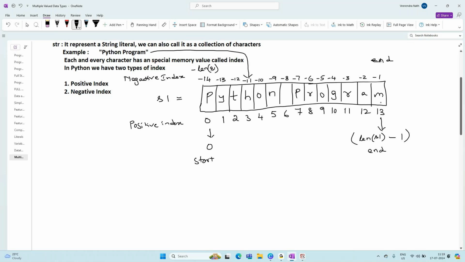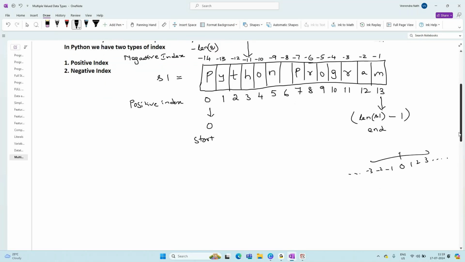Yes, it's a simple number line. 0 number line, you remember? 0, 1, 2, 3, and so on. And it is -1, -2, -3, and so on. Is this clear or not? Okay. Getting my point or not? Okay. Now let us go for one more example.